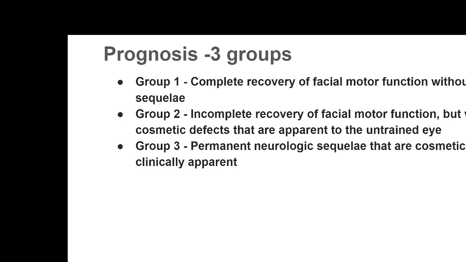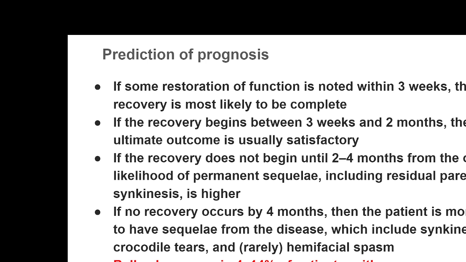And group 3 are permanent neurological sequelae, and they are comparatively fewer. It's only in around 10 to 15% of the patients of Bell's palsy that there could be a permanent deformity, and in these conditions surgical options are necessary.